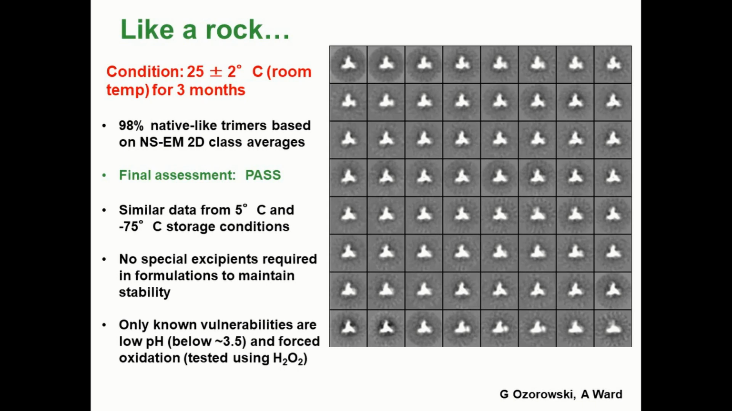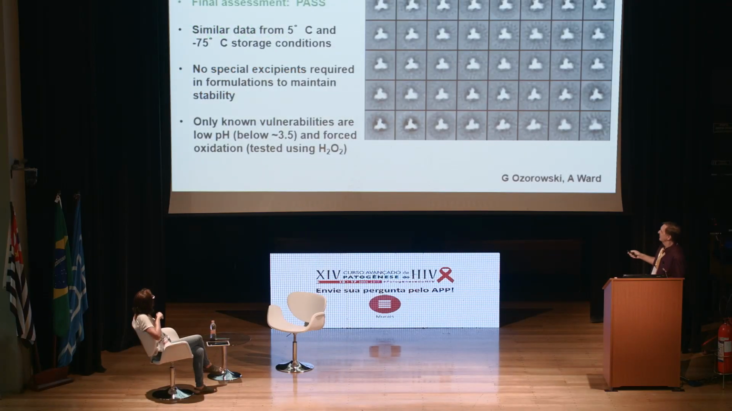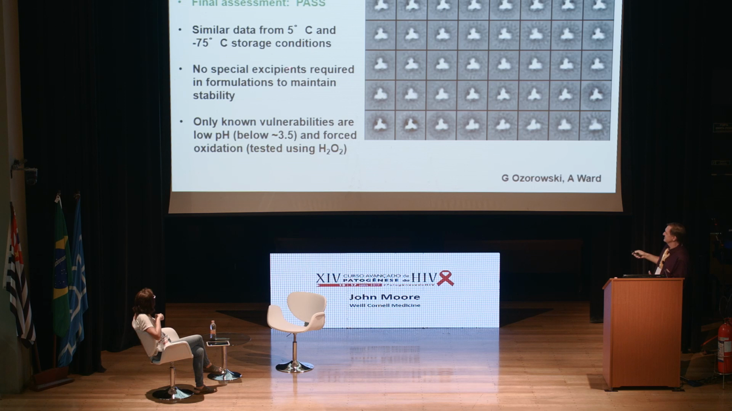So this is what the trimers look like after incubation at room temperature for 3 months, and you take an electron microscopy image, and they're absolutely unchanged. They're like a rock. You can just leave them in a vial for 3 months, and nothing bad happens. And that's actually really very helpful. And we've done 5 degrees and minus 75 degrees storage conditions. We don't need special excipients. This is just in Tris saline buffer.